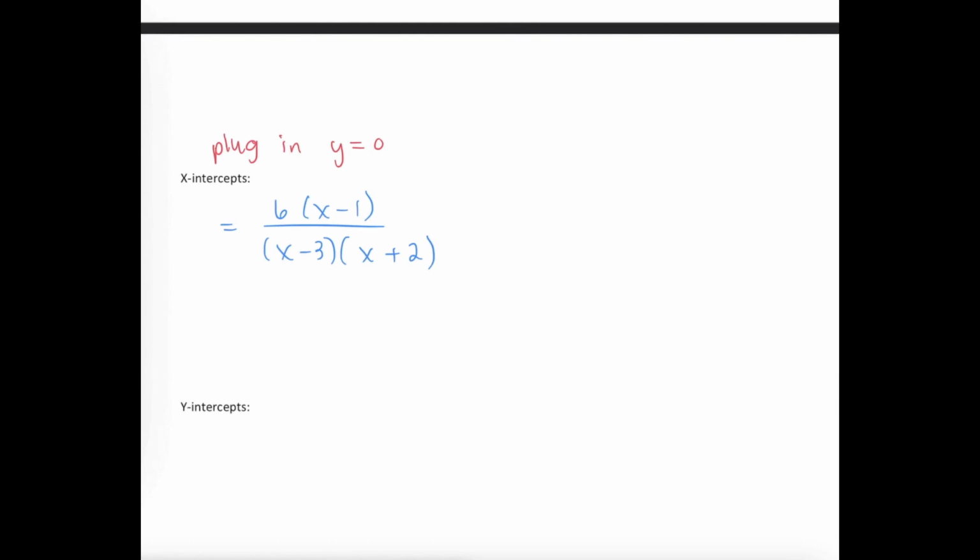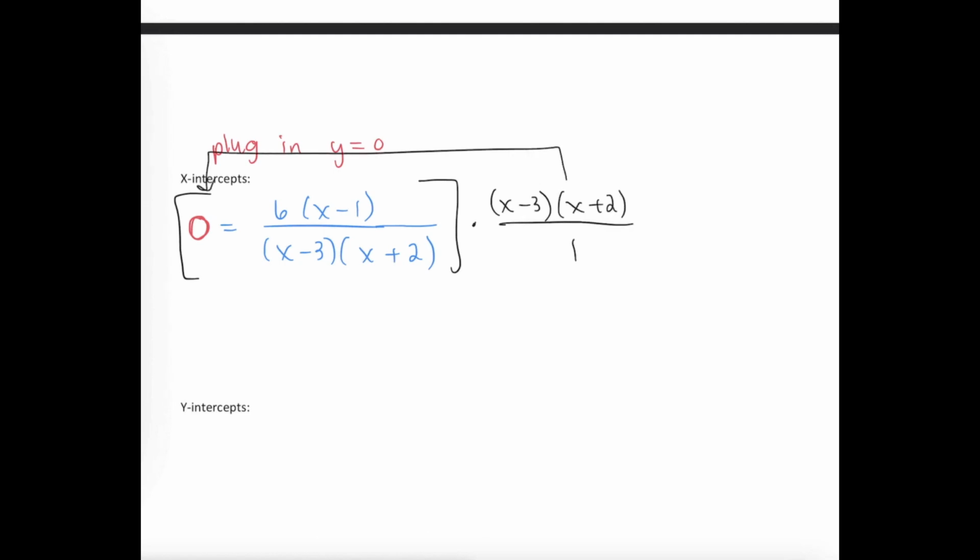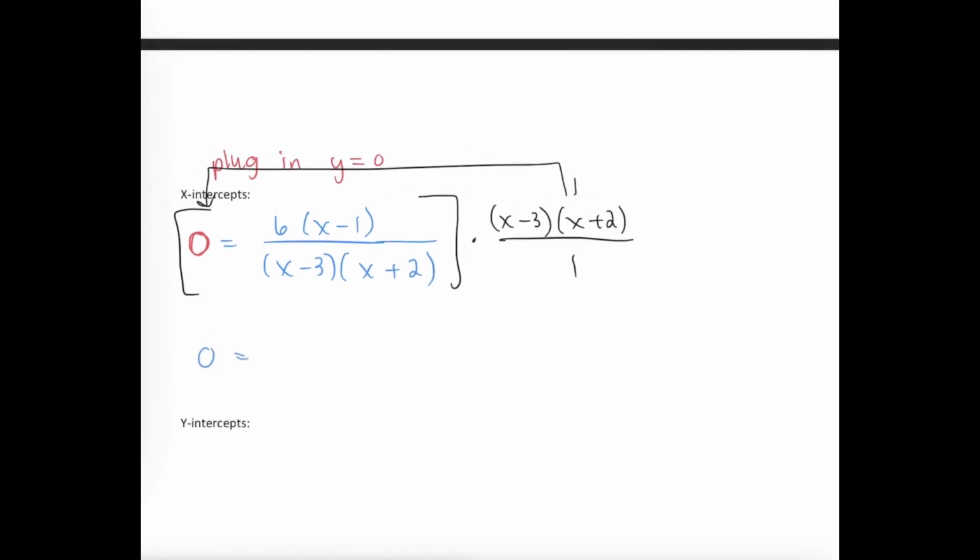We're going to come over here and plug in 0 for y and then solve for x. So now, once we've plugged in 0 for y, we now have a rational equation with one variable, and we should recall that in order to solve that, we're going to multiply both sides by the LCD. In this particular case, the LCD is going to be x minus 3 times x plus 2 all over 1. Now, when we multiply that on the far left, we're still going to have our 0. And when we multiply the LCD on the far right, it just cancels out the denominators, so we're left with just the numerator, 6 times x minus 1.